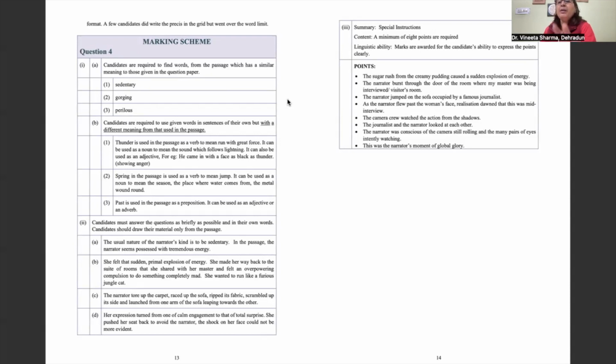All right. So a minimum of 8 points are required. And as far as the linguistic ability is concerned, beta, I told you very clearly, that the number of mistakes that you make, on the basis of that, you are given the marks of linguistic ability. So try to make short and simple sentences, but error proof. Just make sure that there are no errors in that. I hope it is clear.